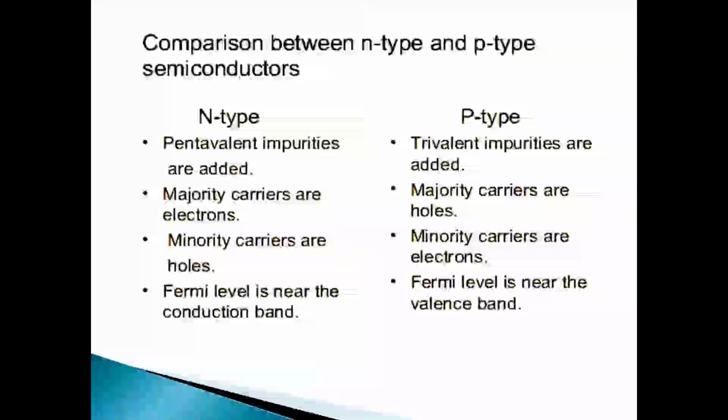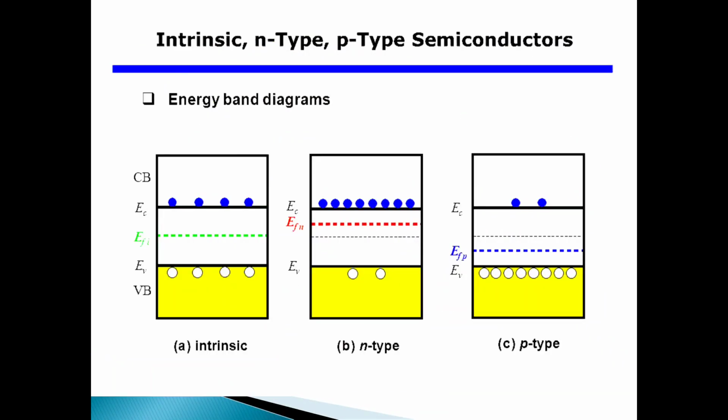In case of N-type semiconductor, the Fermi level lies near the conduction band, while for P-type semiconductor, the Fermi level lies near the valence band. So this is the band representation for the N-type, P-type and the intrinsic semiconductor.